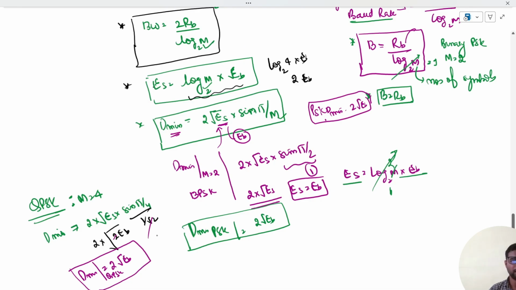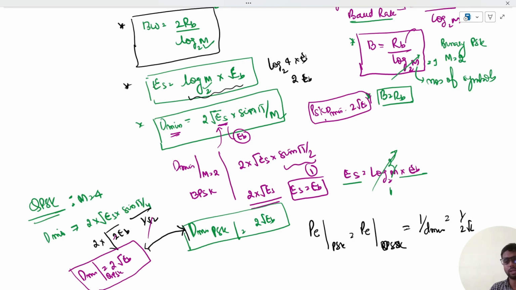Now you see that D minimum of QPSK and D minimum of PSK are same. That means probability of error for PSK is equal to probability of error for QPSK, quadrature phase shift keying, which is equal to what? 1 upon D minimum, which is equal to 1 upon 2 root over EB. Got it?